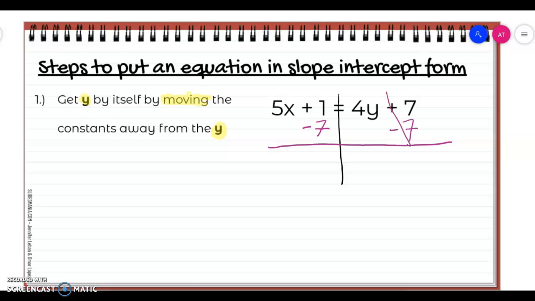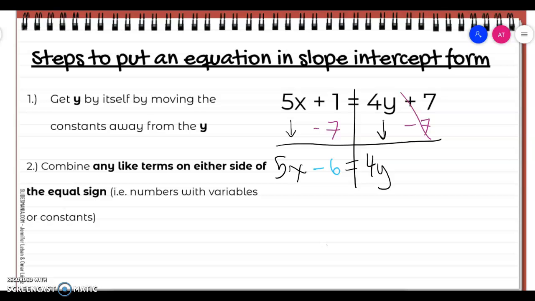So on the right side, we're going to cross that out. We're going to bring down the 4y. We didn't do anything to it. Now, what is 1 minus 7? Negative 6. And did we do anything to the 5x? Nope. So we're just going to bring it straight down. Let's look at the next step.